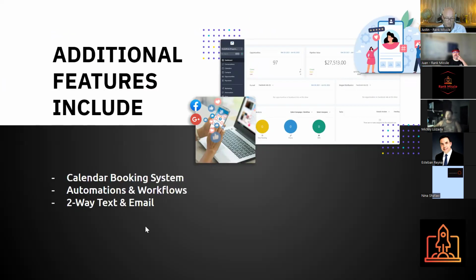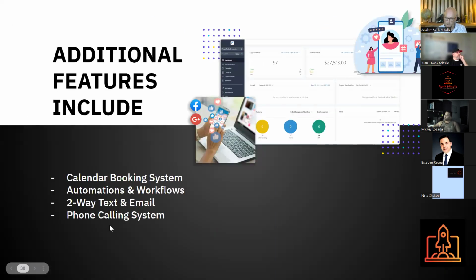Now we also have two-way text and email. So the app that we provide on your phone or on your desktop allows you to text, email, and make calls from the app itself. So you're not having to go into your native app on your phone and call people. All your contacts are in here. You click a person that you want to have a text or email with, and you're able to just execute that within the app.